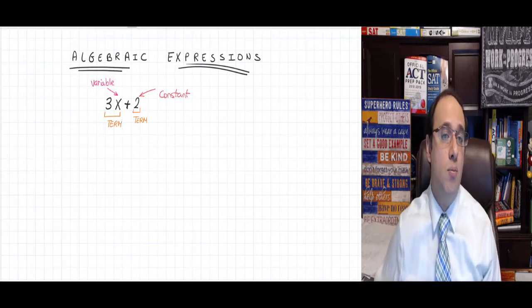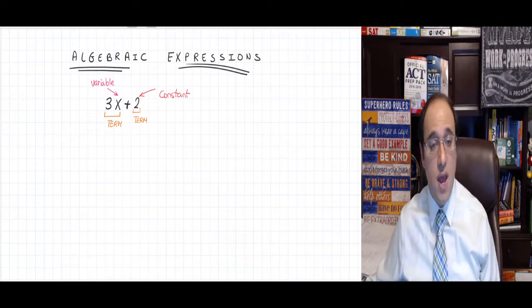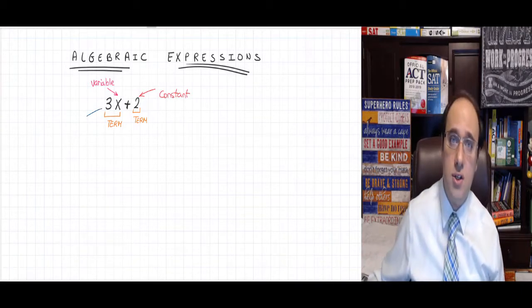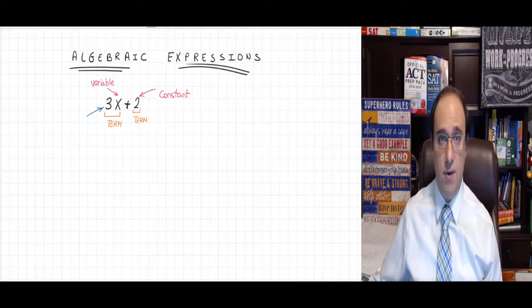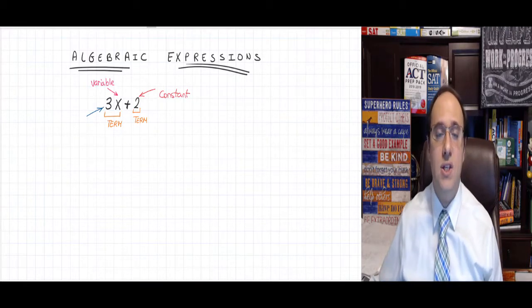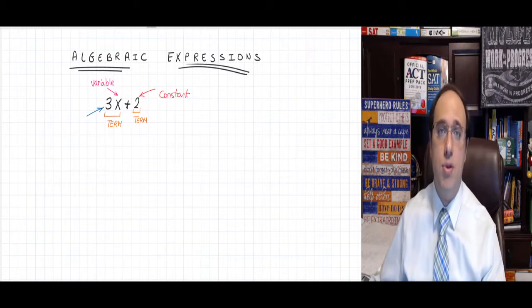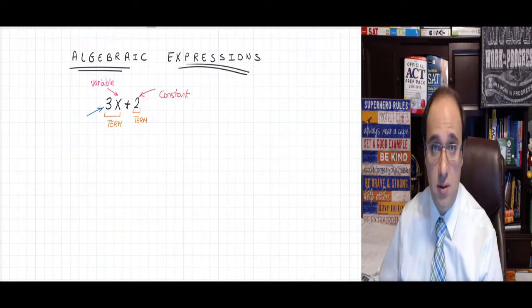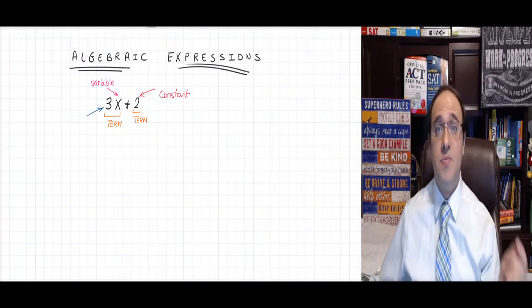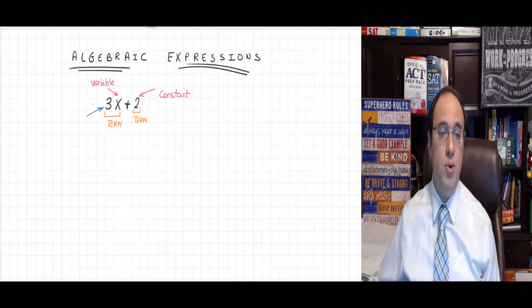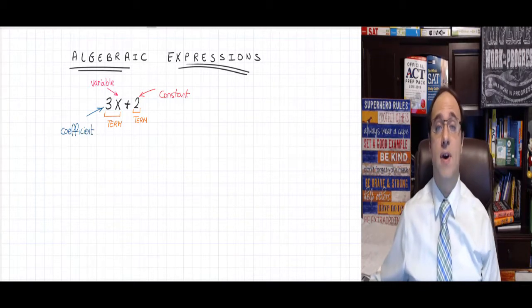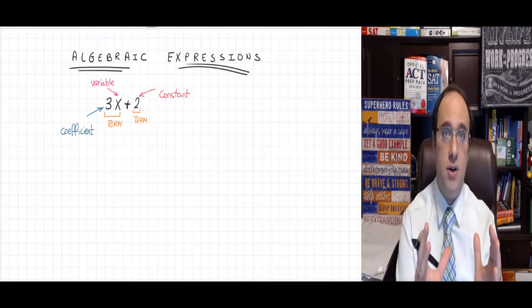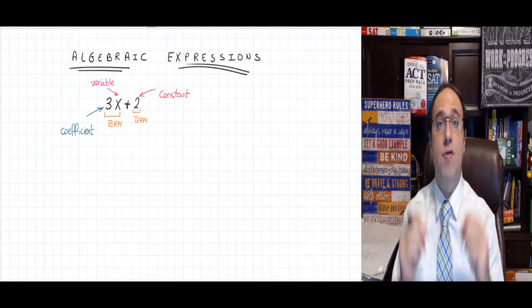Now, let's talk about the number 3 in the example we have right here. Is 3 here also called a constant? No, it's not. Because the 3 right here is not a term by itself. It's multiplied by a variable. It's times x. 3x means 3 times x, 3 x's. So since the number is multiplied by a variable, this number is called a coefficient.